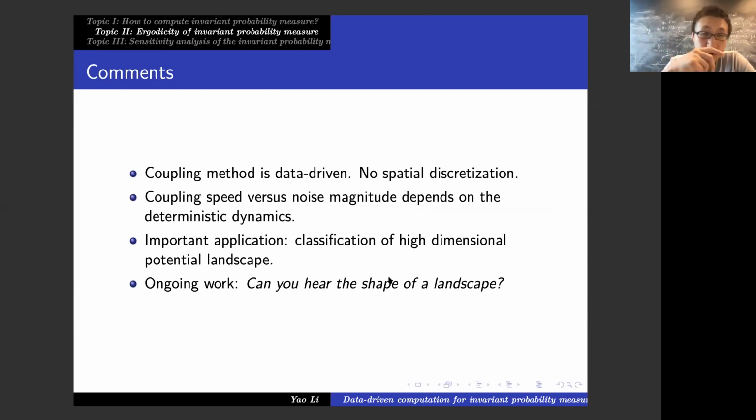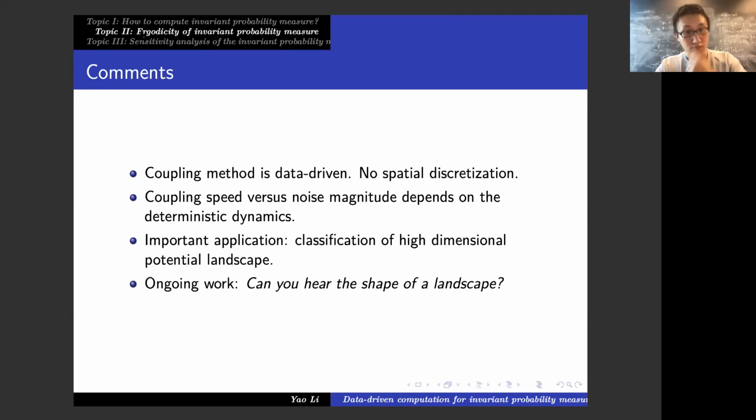Think about this simple problem that we all do with artificial neural networks, and we all deal with these high dimensional loss functions. So what does this high dimensional loss function really look like? It's very hard to visualize because we live in 3D. We cannot imagine what a 1 million dimensional landscape looks like. But we can use this coupling idea to classify this high dimensional potential landscape.